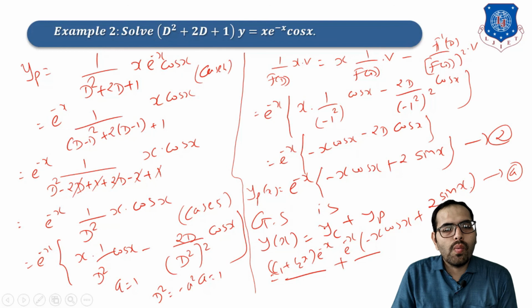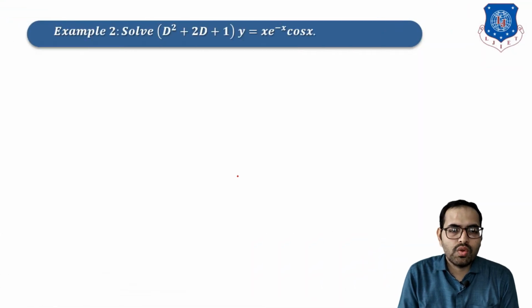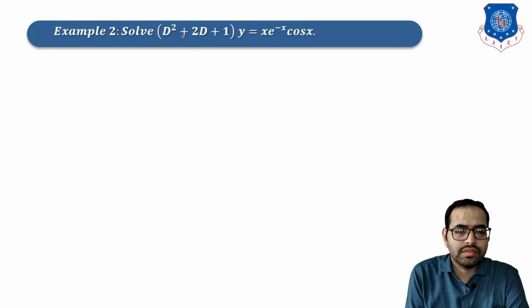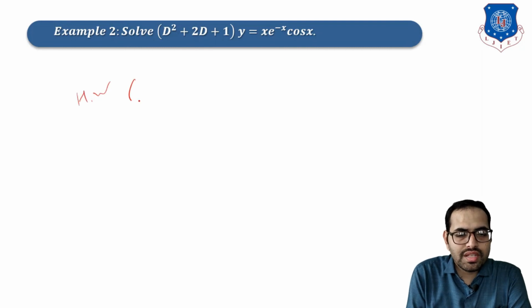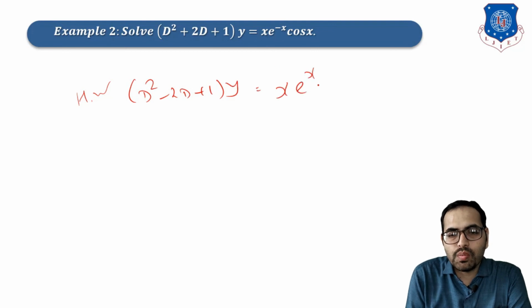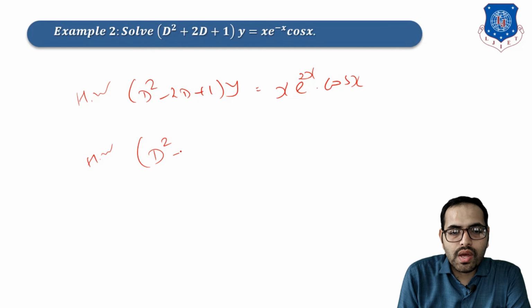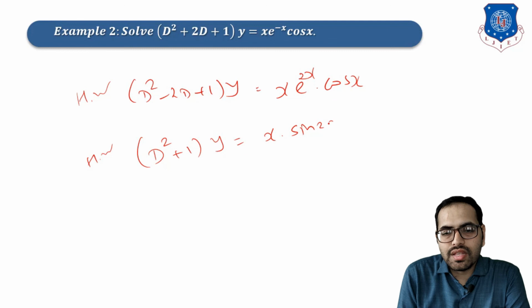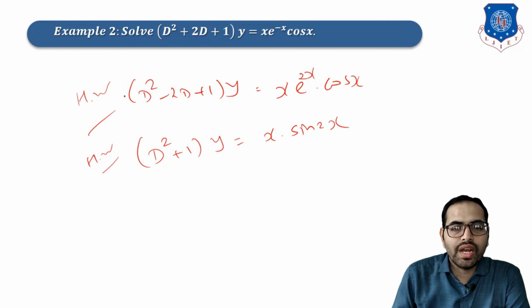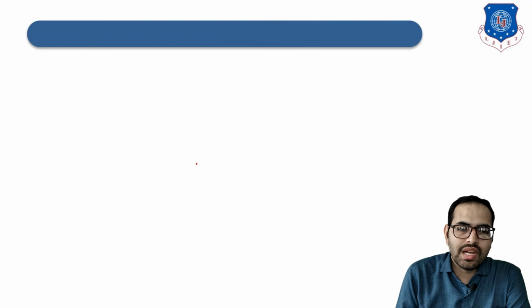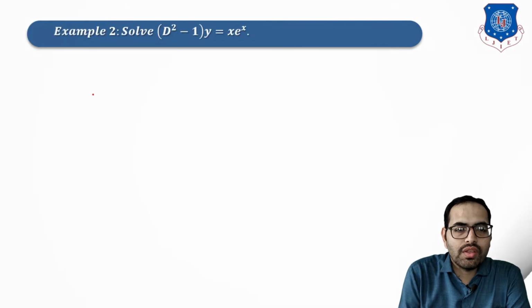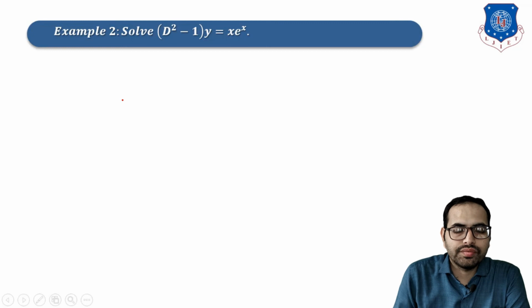Let's move on to one more example. You can try yourself. See this example: D square minus 2D plus 1 of y is equal to x e raised to x into cos 2x. You can also solve the example D square plus 1 of y is equal to x sin 2x. Both these examples you can try yourself. This example you can also try yourself as homework.